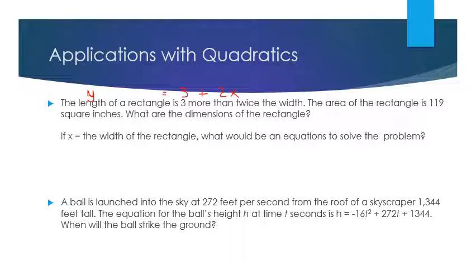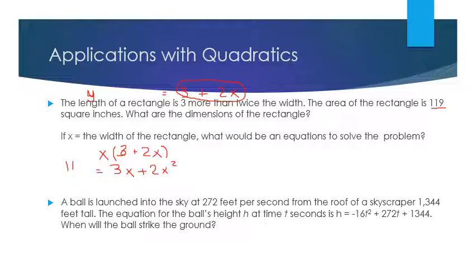So we want to know the dimensions. We want to solve for both x and y, and we know that the area is 119. So the only thing we can really do is to multiply x by y. And instead of just the letter y, I'm going to use its equivalent and substitute this 3 plus 2x for y. So, x times 3 plus 2x. And you'll see why this is a quadratic equation when I multiply. X times 3 is 3x. X times 2x is 2x squared. And I know that that's going to equal 119.